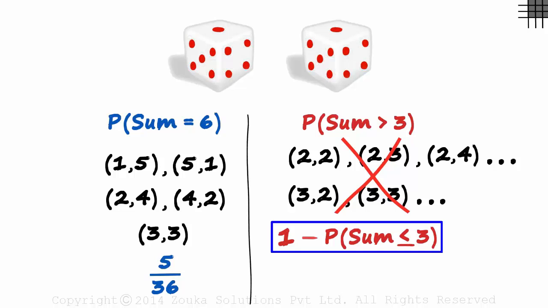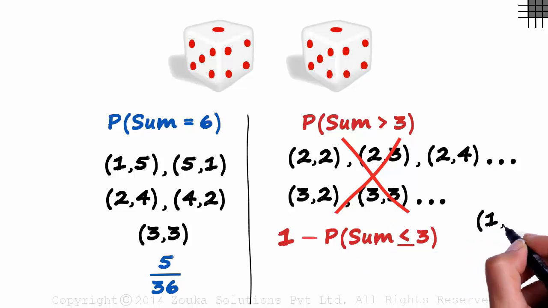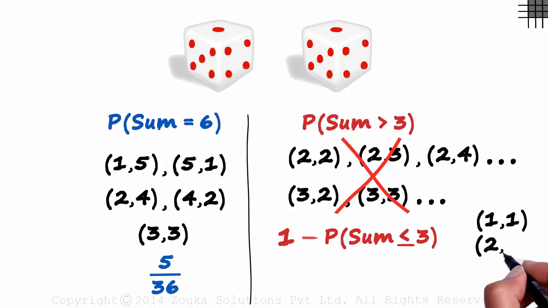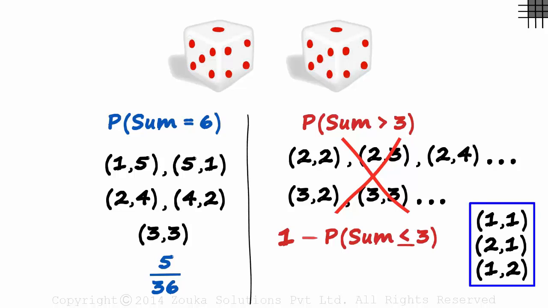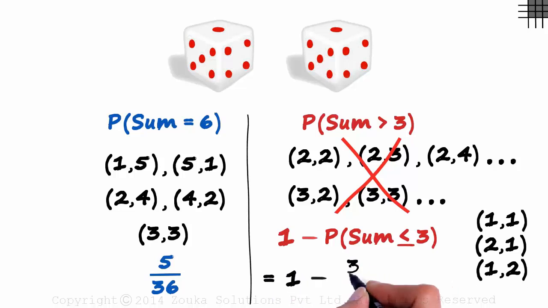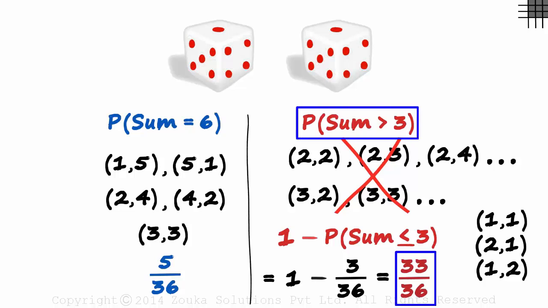It's because the number of possibilities we have for less than or equal to 3 is just 3. 1 on each, 2 on the first and 1 on the other, 1 on the first and 2 on the second. 3 in all. That's it. We didn't waste much time. This was equal to 1 minus 3 over 36. It equals 33 over 36. That's the probability of getting the sum greater than 3.